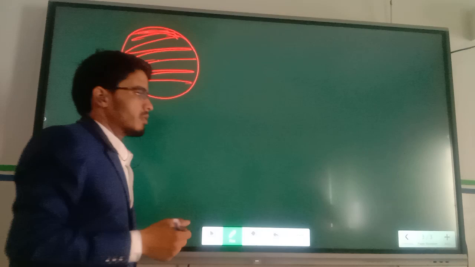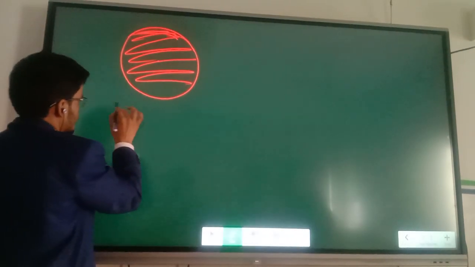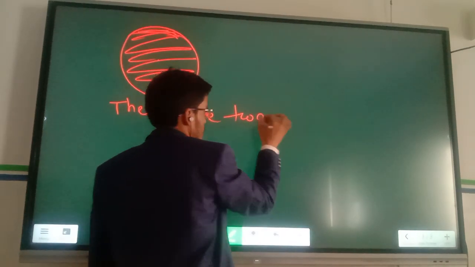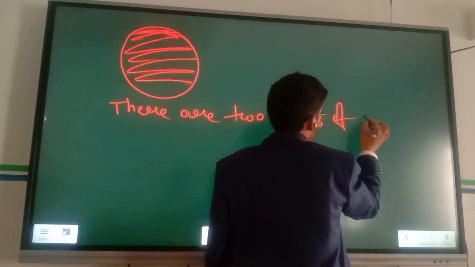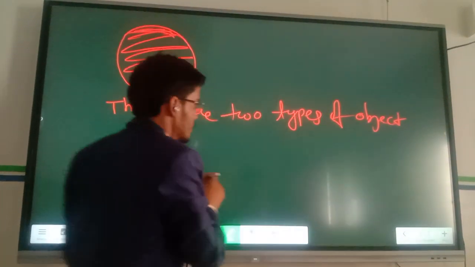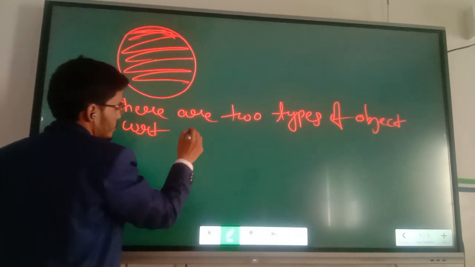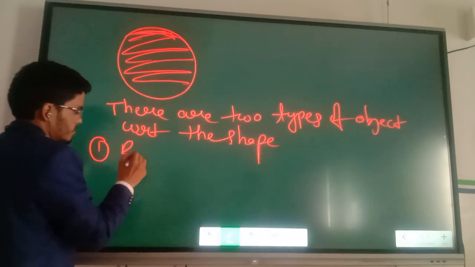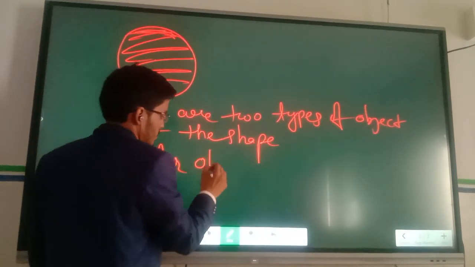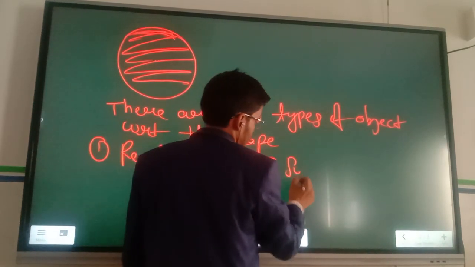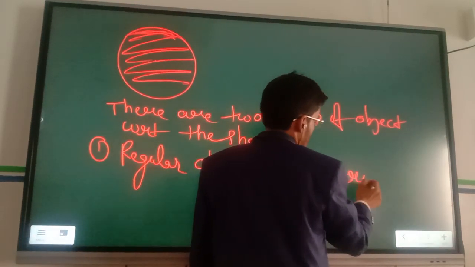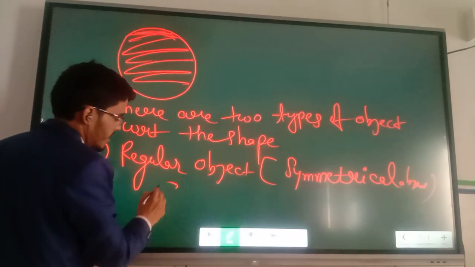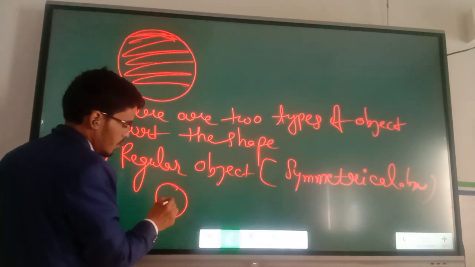So there are two types of object with respect to the shape in this world. First is regular object, like symmetrical. This is a symmetrical object. Suppose we have a plate or a circular ring. So the center of mass is basically the geometrical center.